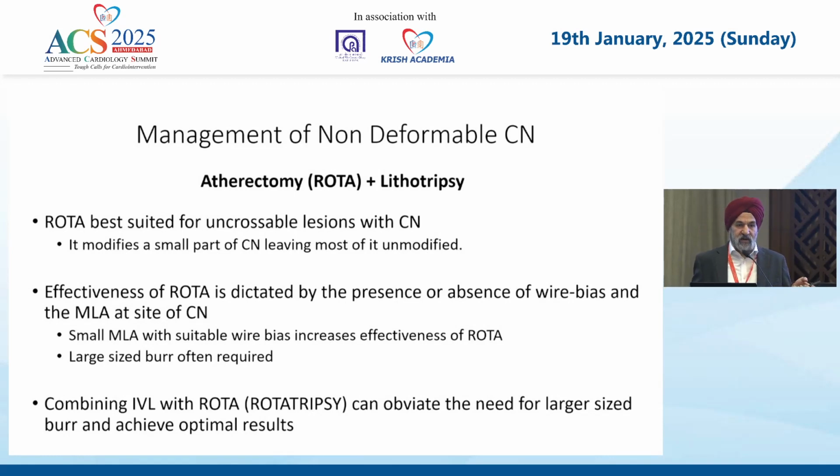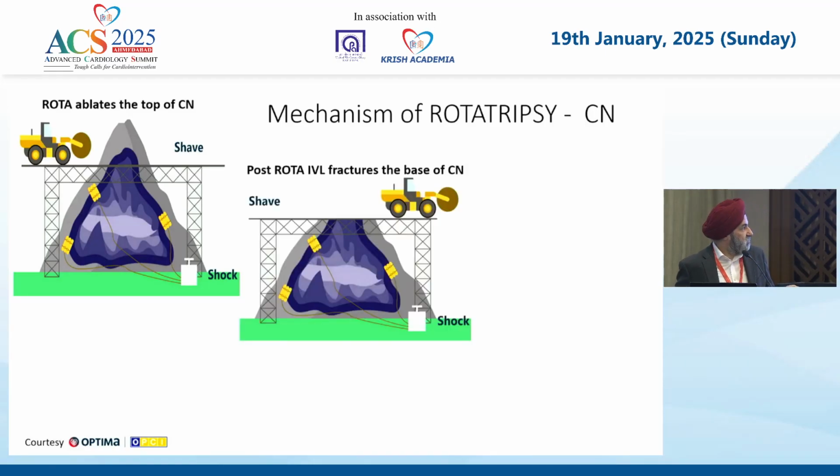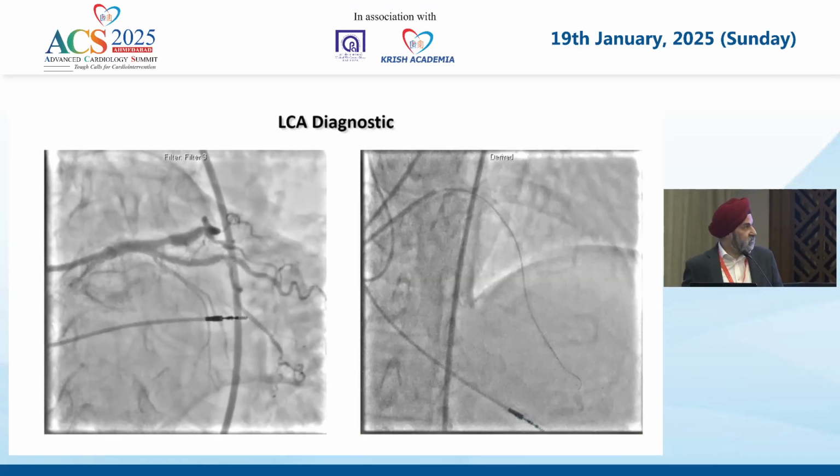So you can combine rota with the IVL, and how it works is this way. Rota shaves off the peak, and thereafter you use the shock. You're using shock, it's like dynamite. You're going to now crack this calcium, and once you crack this calcium, everything settles down and you can go ahead and stent. So that's how your rotatripsy works in a nodular calcium. Shave it and then shock it, and you get the desired results. And this is what we did in this case.